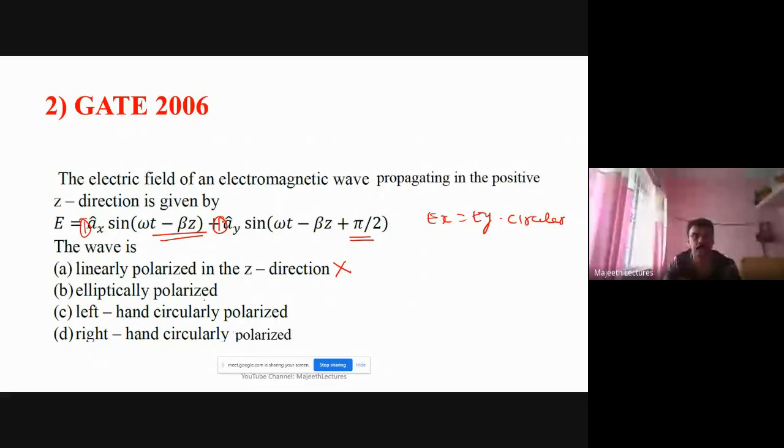So it is not ellipse. Right or left? Plus pi by 2. Left. Fine, so this is one answer.